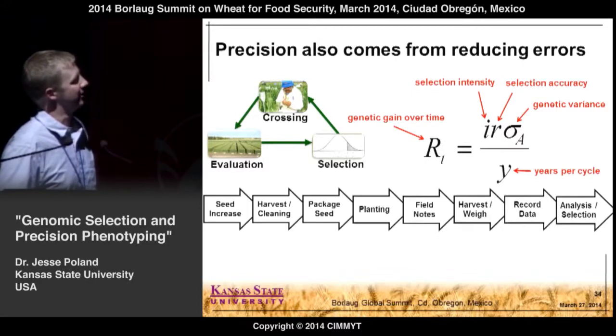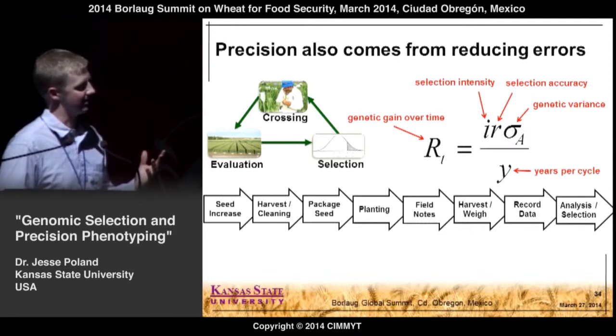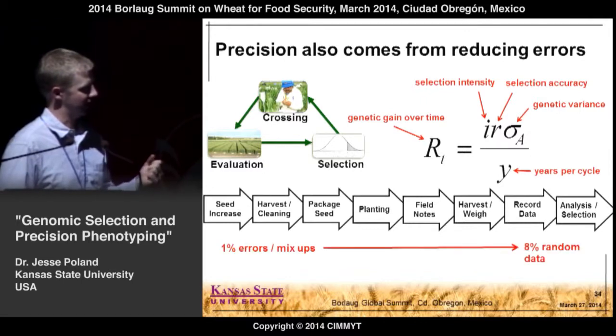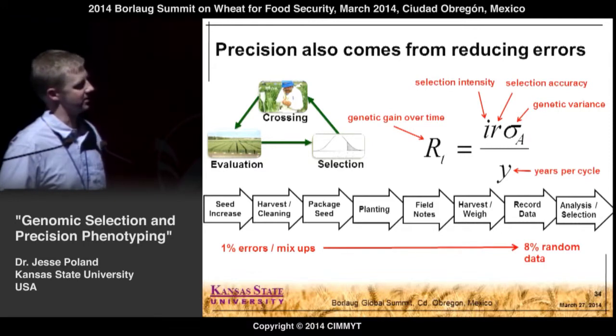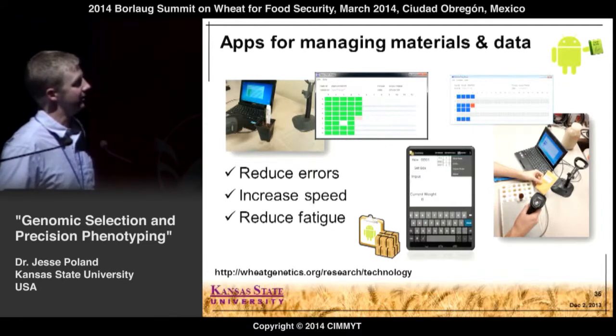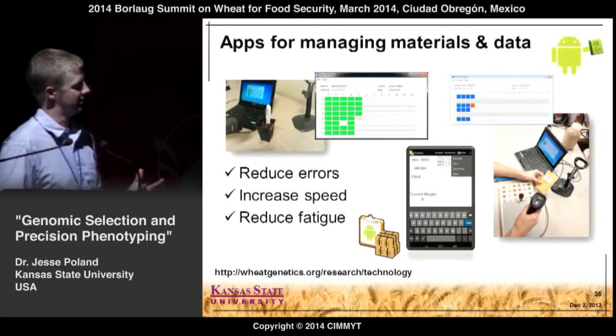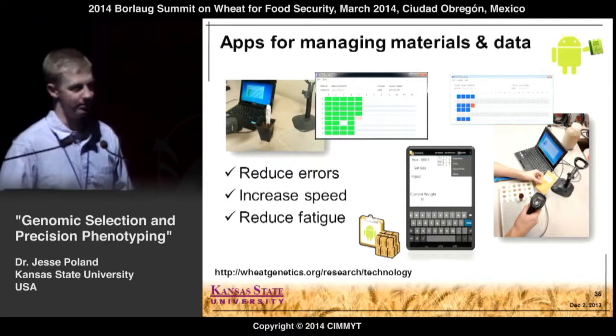And so I just want to conclude that precision also comes from reducing errors. And so just thinking about this in the context of these many steps that we go through in this evaluation process. And so even if there's a 1% error or any type of errors entering in the process here, at the end of this process, you can have quite a large amount of basically random data. And so that's obviously going to decrease your selection accuracy. And so with this, just to think about really the need for implementing apps for electronic data management to reduce errors, increase speed, and really make the program as a whole more efficient and more accurate.